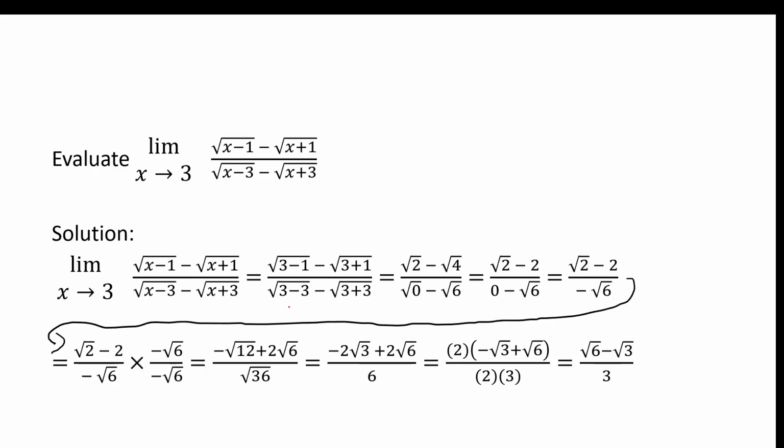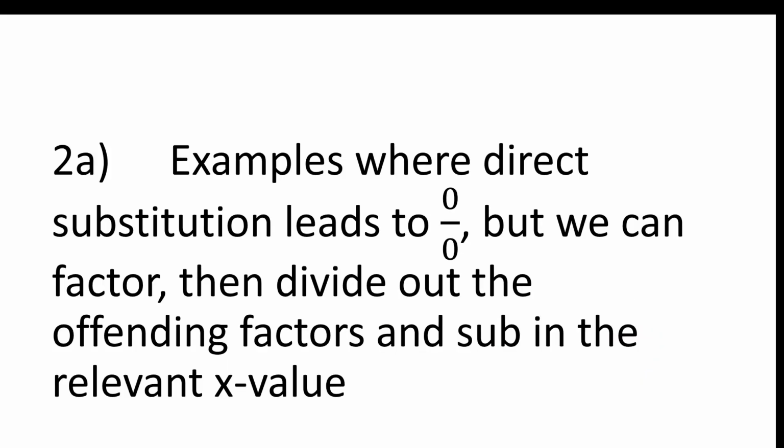So when you sub in an x value of 3, you ultimately end up with √2 minus 2 over -√6. We can multiply top and bottom by -√6, and we end up with (-2√3 + 2√6) over 6. We can factor 2 out of the top and the bottom, and we end up with (-√3 + √6) over 3, or in other words, (√6 - √3) all over 3. And that's the answer.